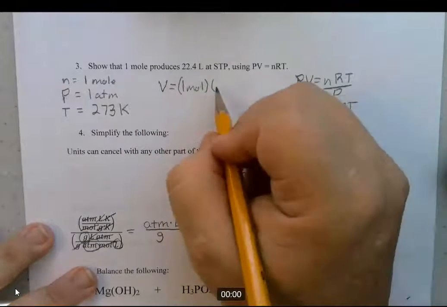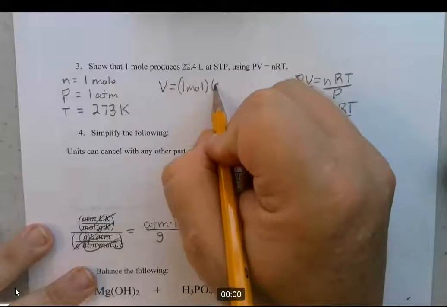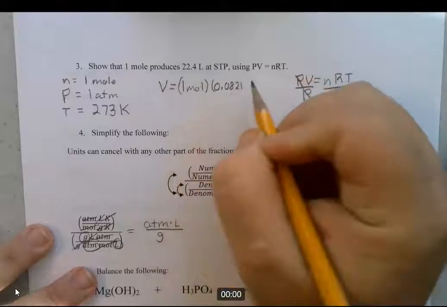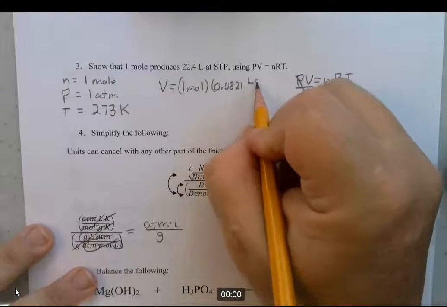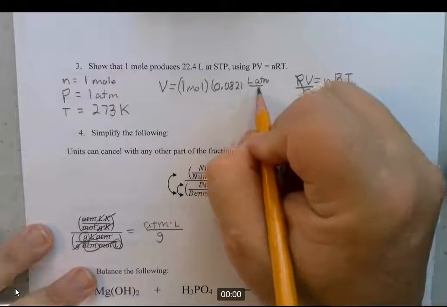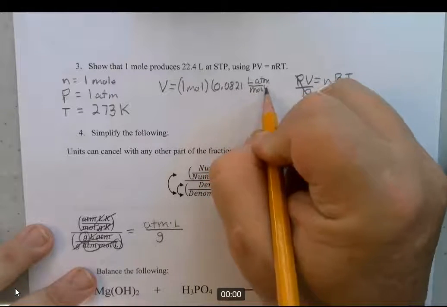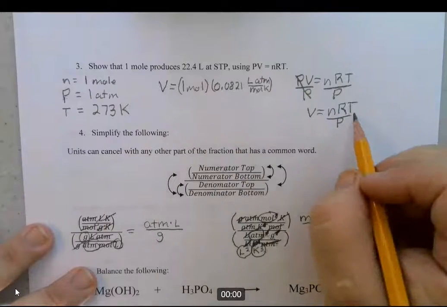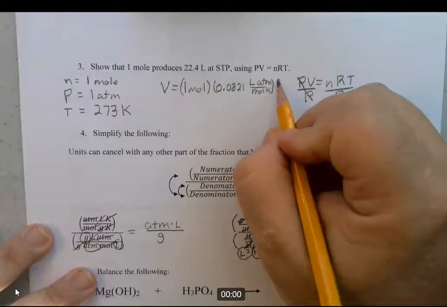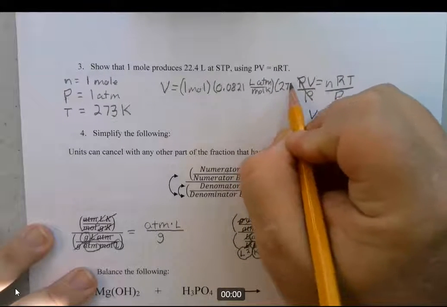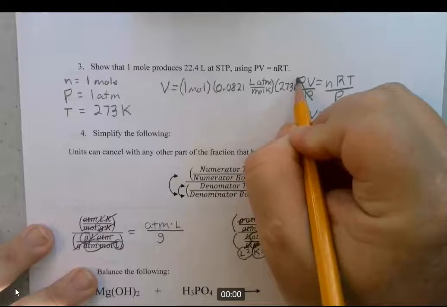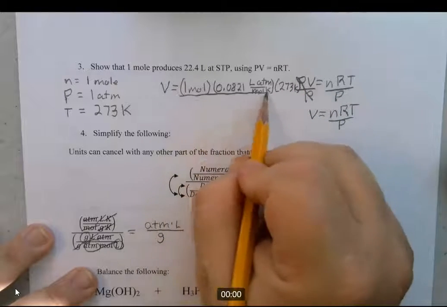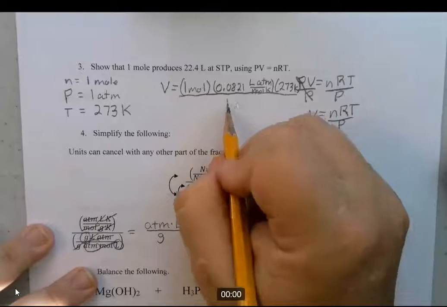R is, you don't have to memorize this, but eventually you will know it. 0.0821 liter atmospheres over moles Kelvin. And finally, you have T, which is 273. It's right there, 273 Kelvin. Now you put that over P, and that's 1 atmosphere.